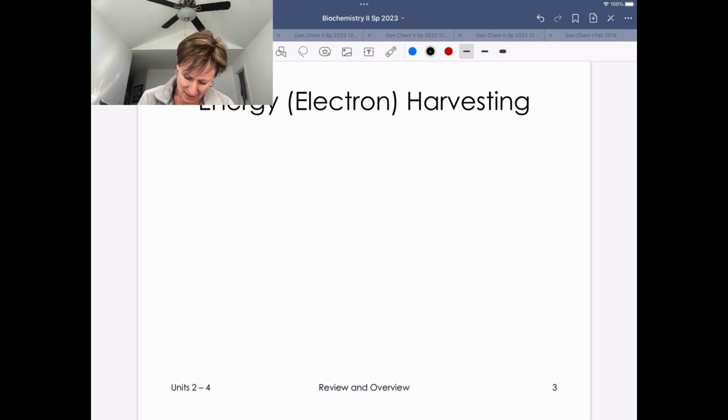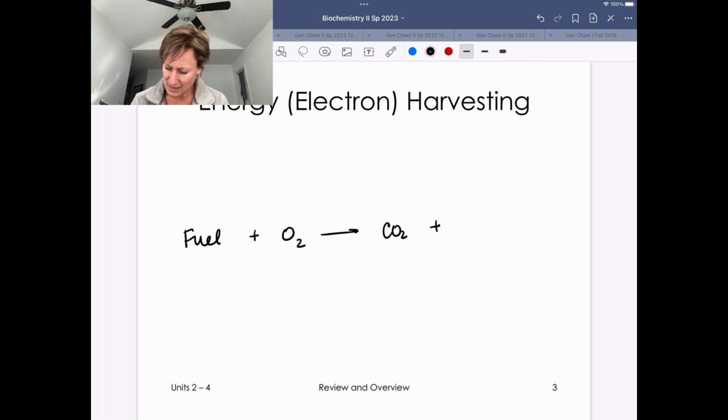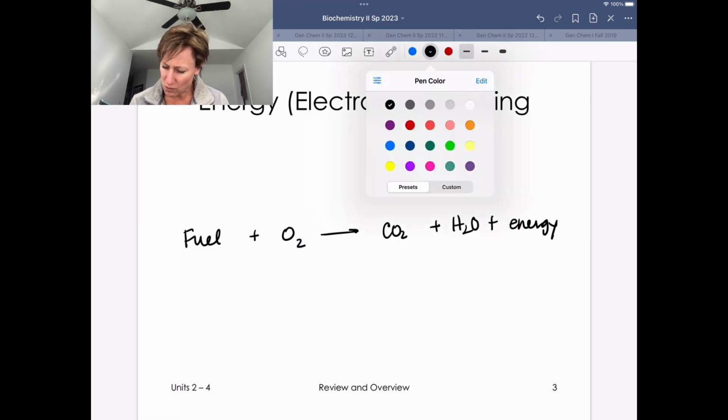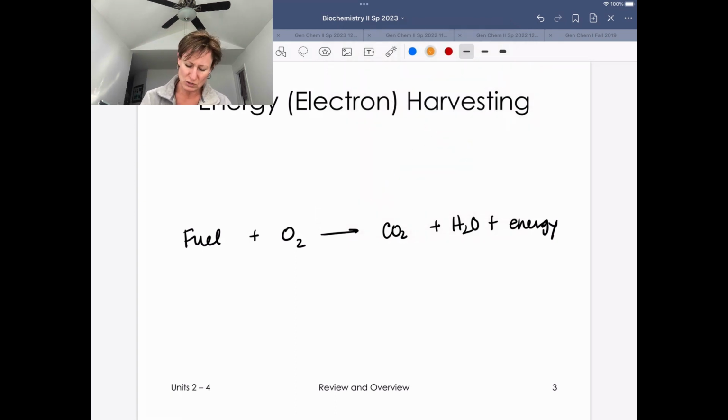So let's start here in the center with our main fuel equation. Fuel plus oxygen gives us carbon dioxide, water, and energy. And so we're going to map on all of the pieces that we know about this, but let's take a minute and first think about what we know about the different fuels that we have.